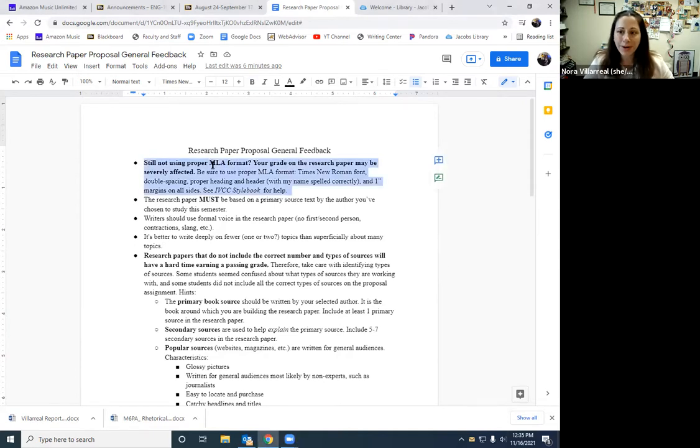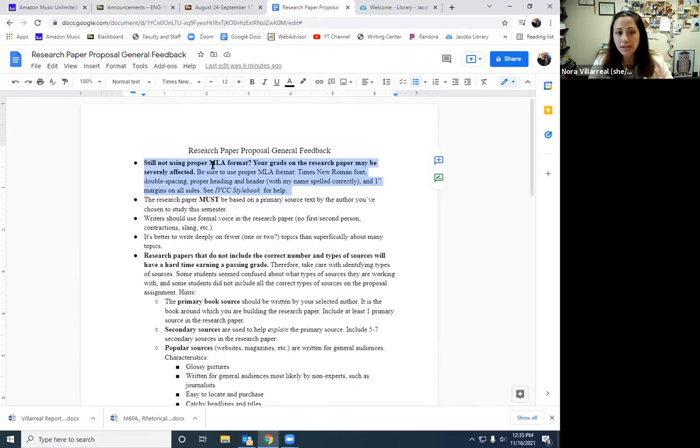The first bullet point here I want to point out to everybody is that MLA format is required for the research paper, and there are several members of class who are still having issues getting that format correct. So do please be aware that your grade on the research paper could be severely affected if at this point in your college composition career, you are still unable to use proper MLA format. So I do have some reminders here in front of you about what that means.